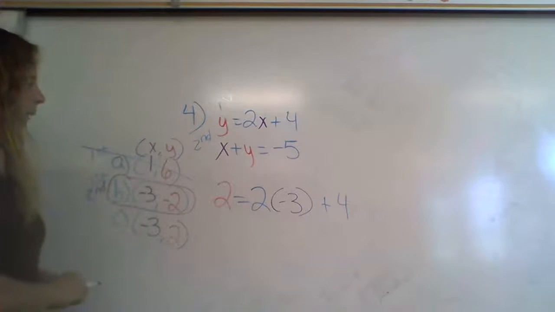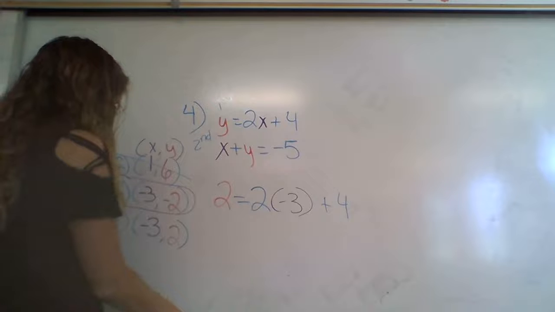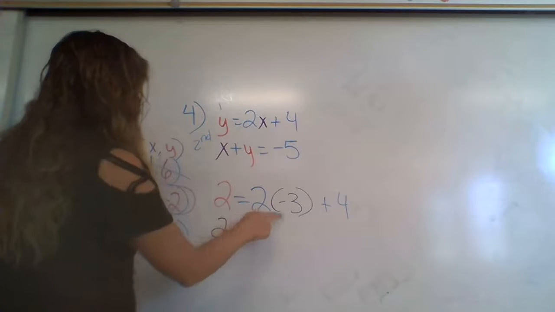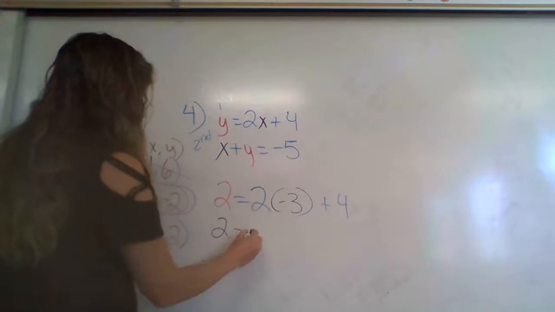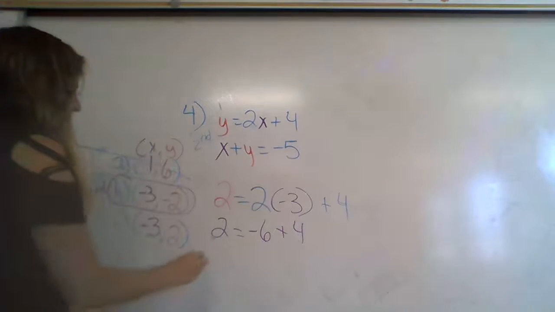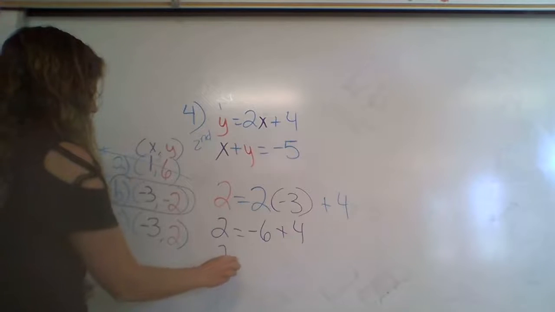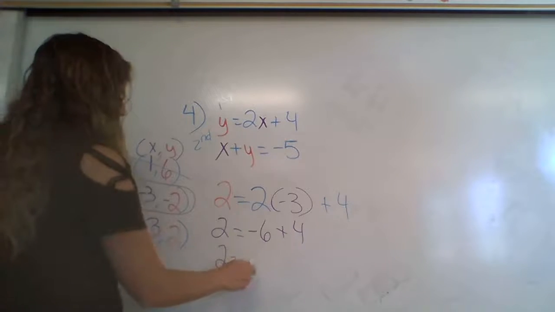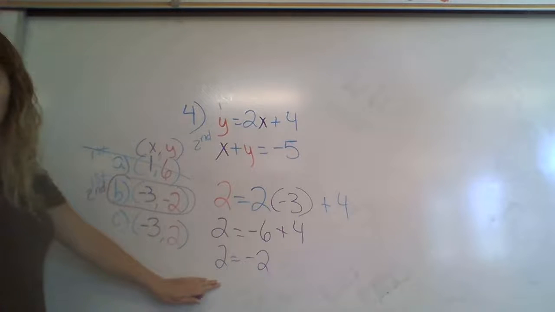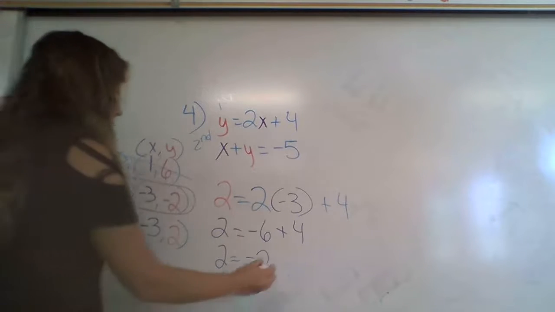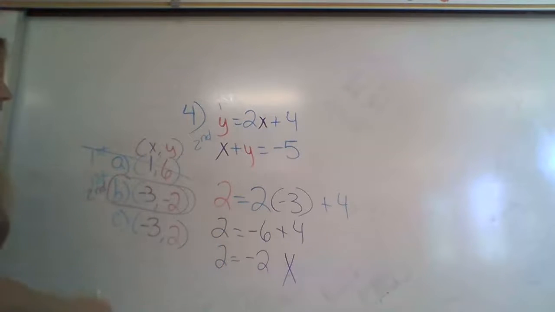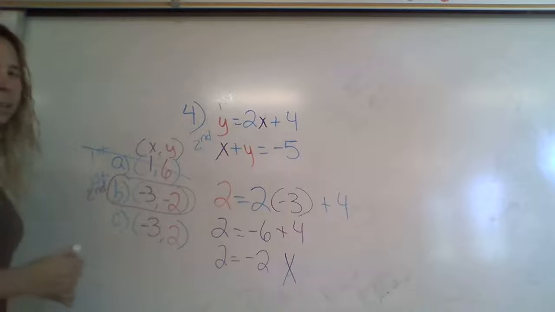Okay. So then that is 2 times -3 is -6 plus 4. -6 plus 4 is -2. Is that true? And no, it is not. So C is not correct. If you understand this, you can move on.